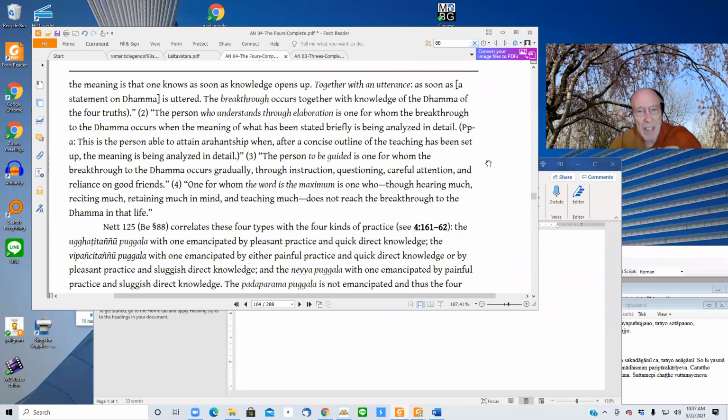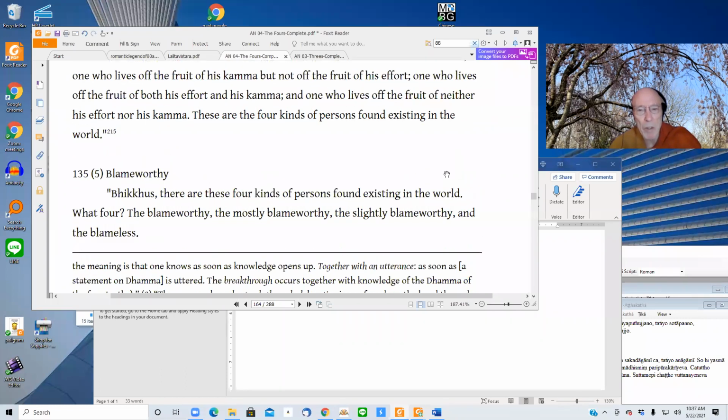And then the fourth kind of person is the one who lives off the fruit of neither his effort nor his karma. This is a person who is a failure both in secular life and in Dharma practice. In secular life, in business and work, they don't make much of an effort, nor do they have good karma that's coming to their rescue and bringing them success despite their lack of effort. And in terms of Dhamma practice, they don't make any diligent effort, nor do they gain the results of good karma from the past.